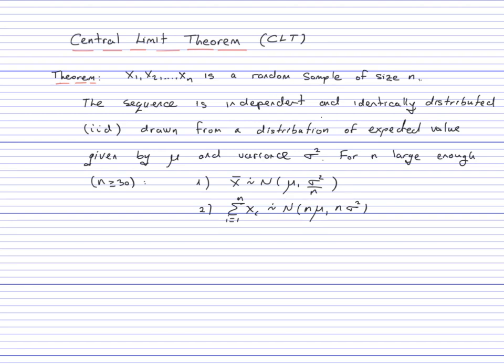Here's Jonathan, and I'd like to start lecture 10, the central limit theorem. So let's start by explaining the theorem itself. Suppose that you have a sequence of n random variables, size n. The sequence is independent and identically distributed, meaning that they have the same distribution.